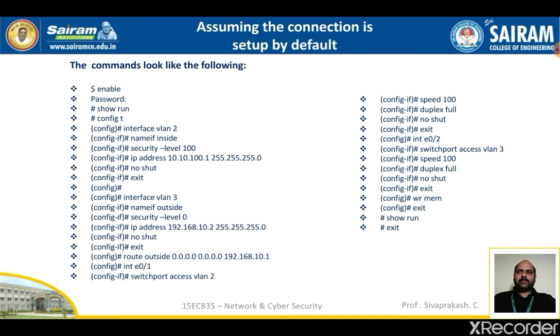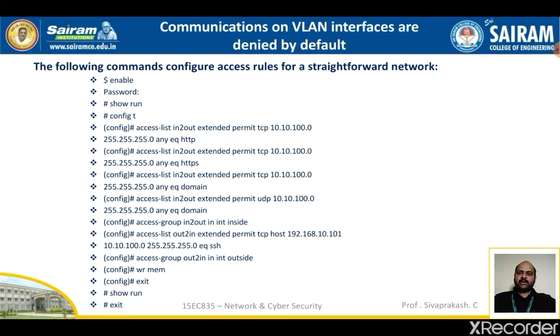Ports 1 and 2 are configured and associated with the VLANs at 100 megabits per second, full duplex. By convention, VLAN 1 is avoided because it exists on all Cisco switches. Only VLANs 2 and 3 have been used in the commands given here. Let's discuss communication on VLAN interfaces, which is denied by default. So access rules must be established to enable communication.